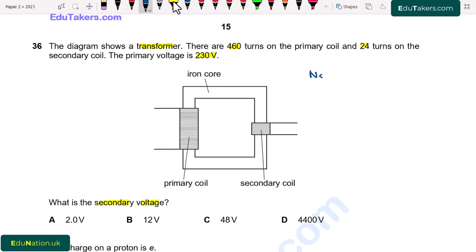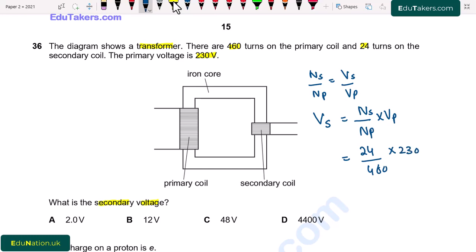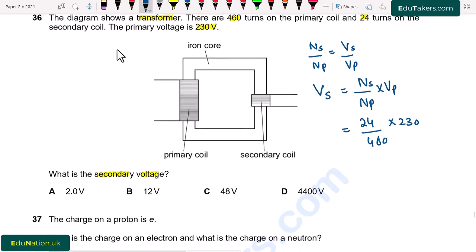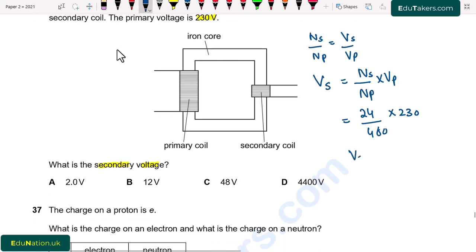So I use here Ns over Np is equal to Vs over Vp. That is, the ratio of number of turns will be equal to the ratio of the voltage. From here we have to find out the value of Vs. It will be equal to Ns over Np multiplied by Vp. It will be 24 divided by 460 multiplied by 230. So the value of Vs comes to be 12 volt. It means that B option is correct.